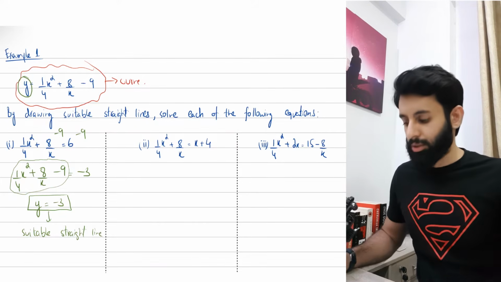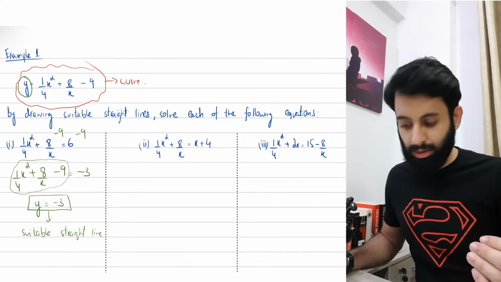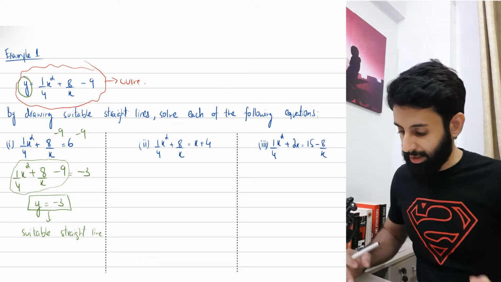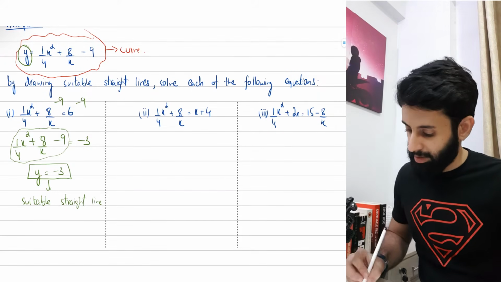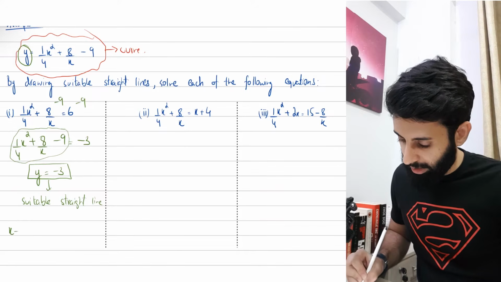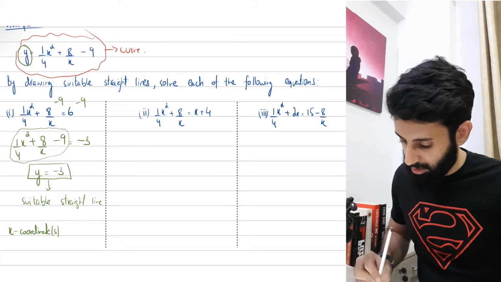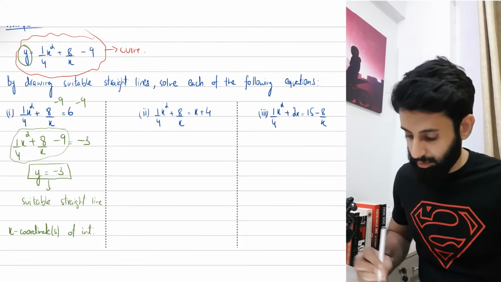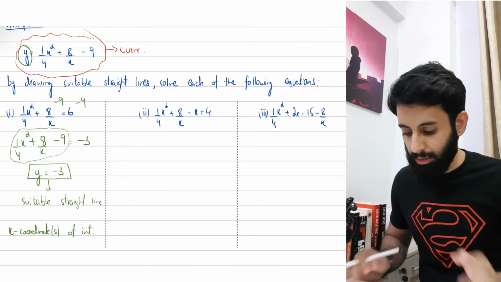y equals minus 3 is going to be a horizontal line, parallel to the x-axis, and it's going to cut the y-axis at minus 3. And then this line will cut the curve at a certain point, or perhaps points, and then we will read those x coordinates of intersection, and those x coordinates will be our solution. Okay, so that was one example.